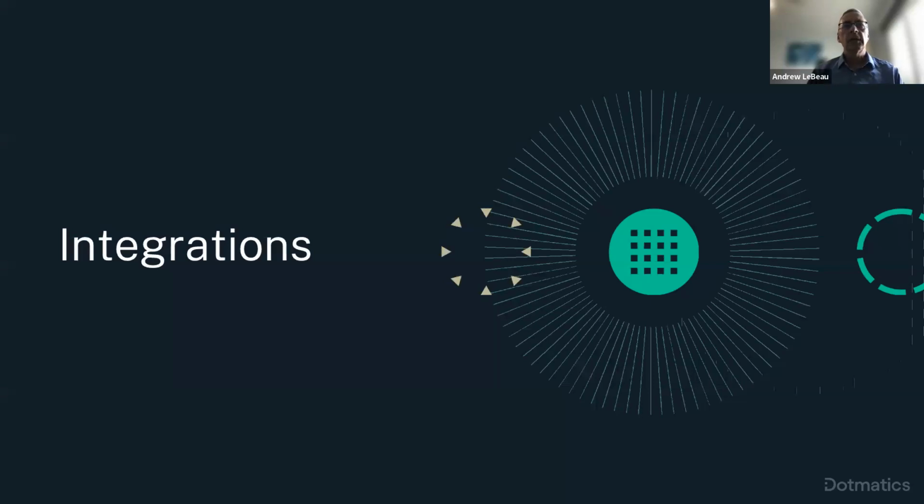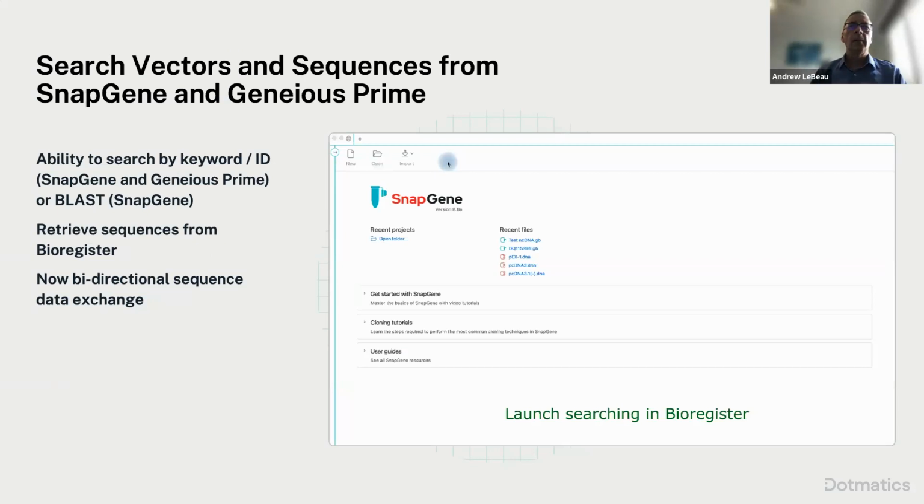And then the final section that I want to have for this webinar is around integrations. I highlighted at the start of the webinar that we had previously announced the ability to register biological sequences from both SnapGene and Geneious Prime. We've now added the ability to also do that from Geneious Biologics. And in this video, I want to highlight the ability to search to bioregister from, in this case, SnapGene.